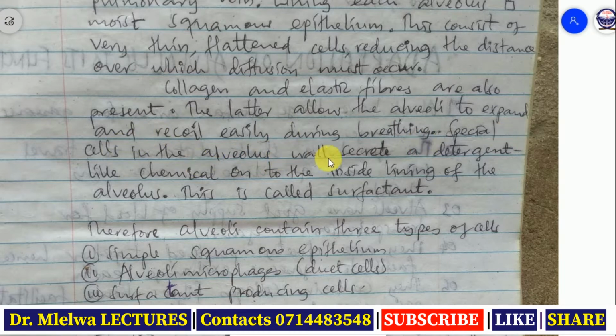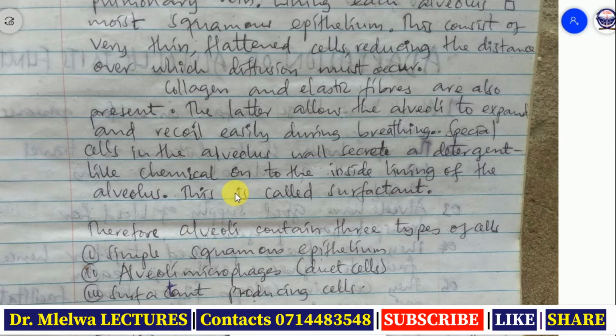Special cells in the alveolus wall secrete a detergent-like chemical on the inside lining of the alveolus. This is called the surfactant. So we also have the pneumocyte type 2, because as I said, in the alveoli you have simple squamous epithelial cells which are moist and perform the function of gaseous exchange.